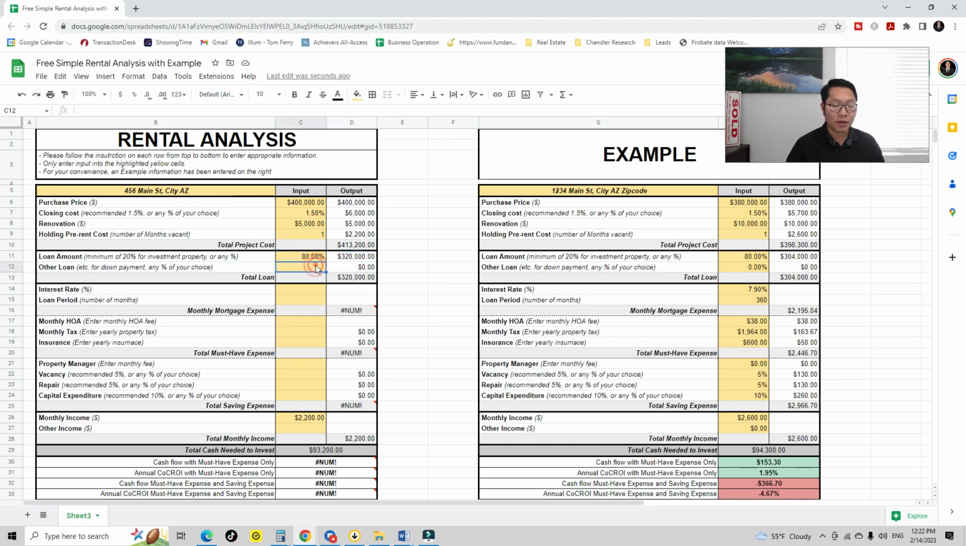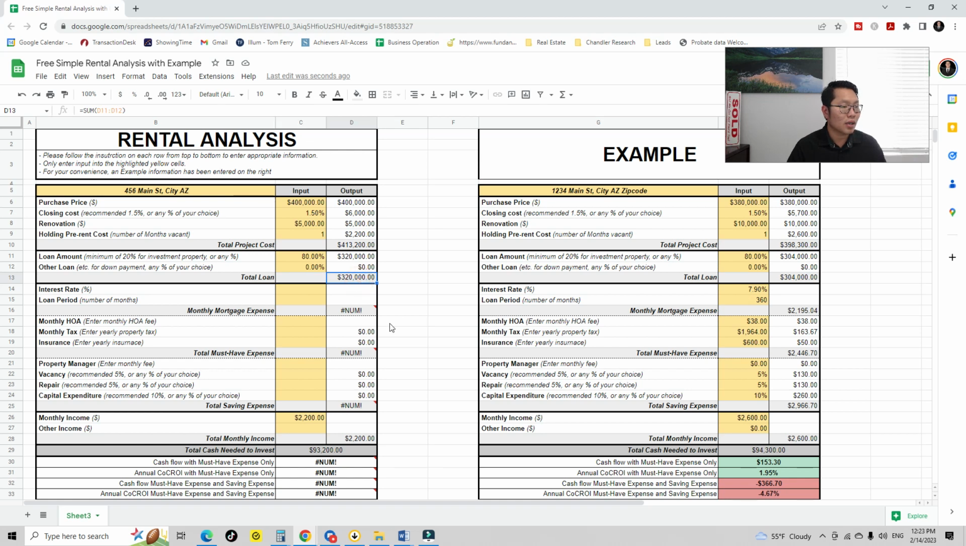Auto loan: in a situation where, even with the down payment, you don't have the remaining 20%, and you want to make it a second mortgage or a HELOC, you can put it in here as well. But in this situation, let's say we're going to use cash. The 20% is going to be your cash, and therefore you can enter 0 for the other loan amount. All right, so it calculates the total loan amount here.